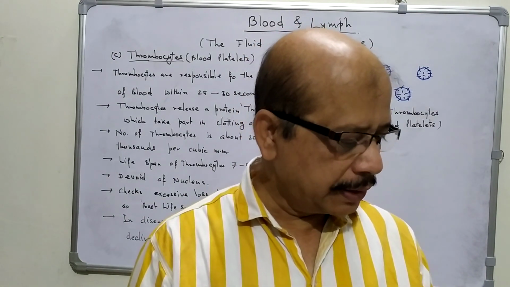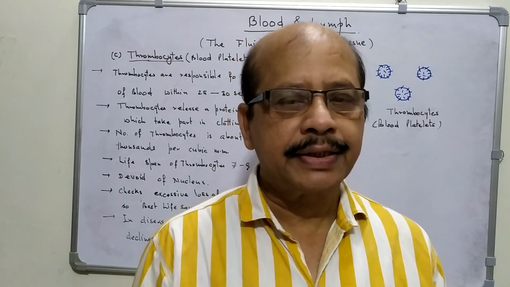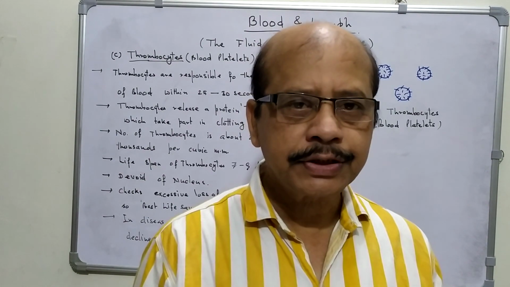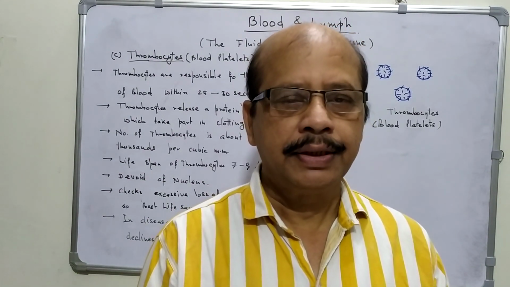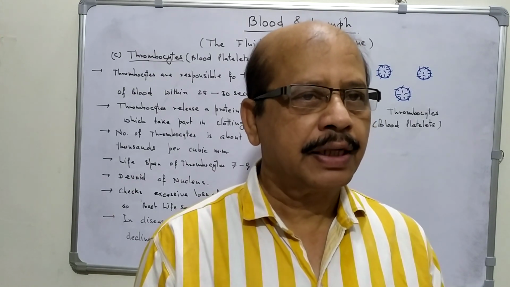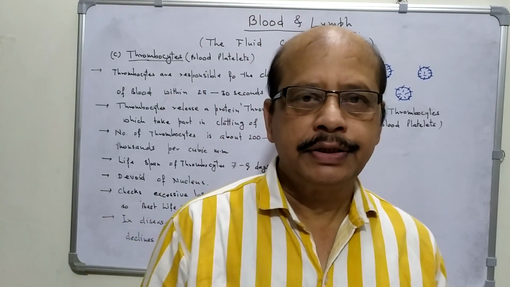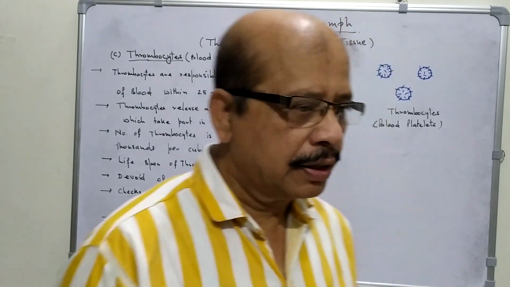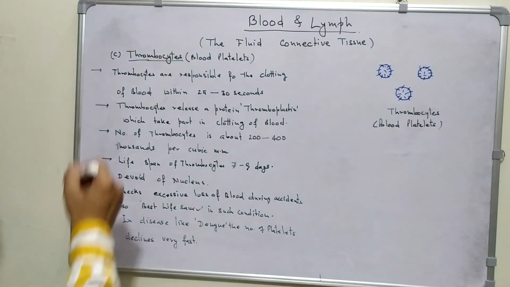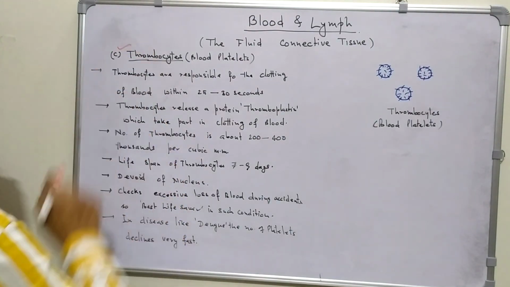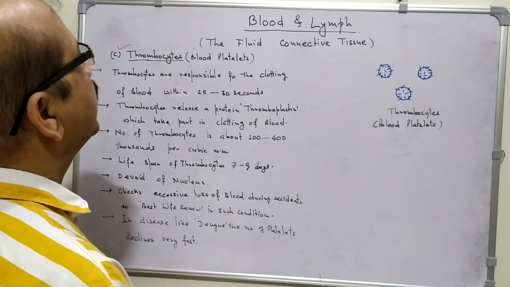As you know, nowadays we are covering the fluid connective tissues, in which we have already covered the first two types of blood cells. They are erythrocytes and leukocytes. Now the third type of cells we have to talk about are thrombocytes. Thrombocytes are commonly known as blood platelets.